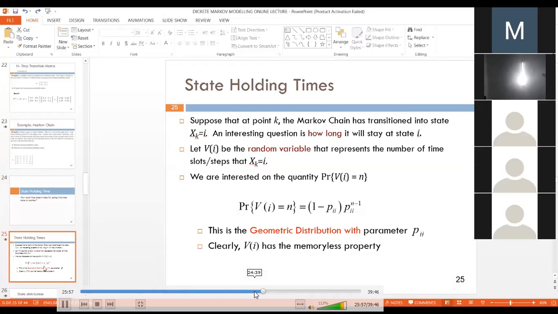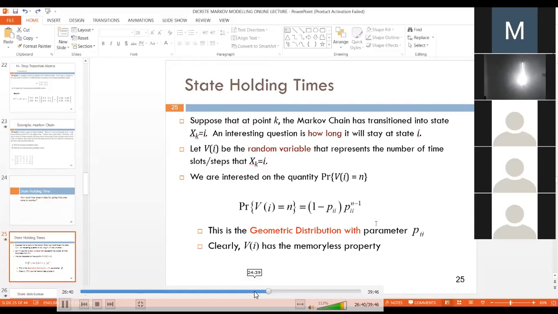We said, suppose that at a given point k, the Markov chain has transitioned into a state xk = i. An interesting question is, how long will it stay in that state? So if we let Vi be a random variable which represents the number of time steps that xk will be in i, then if we are interested in the probability of those number of steps for the process to remain in the state i, it is going to be the probability of Vi, or the number of steps, is just going to be what?